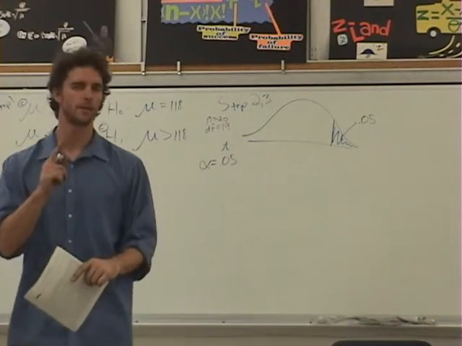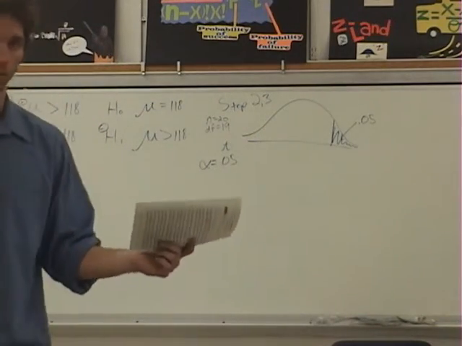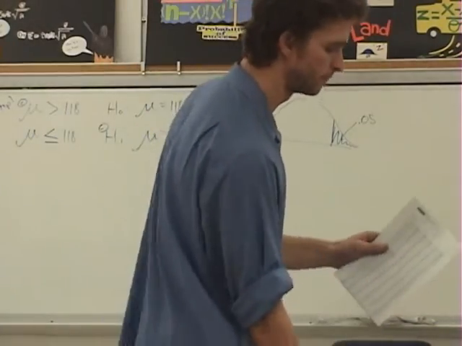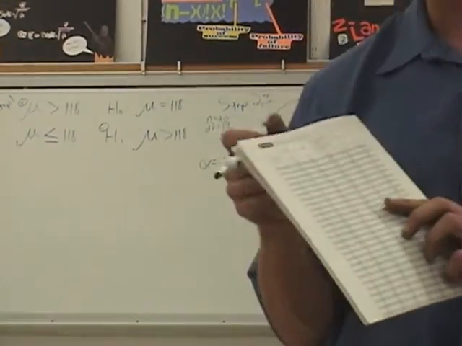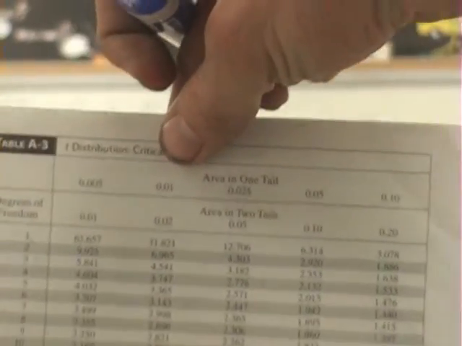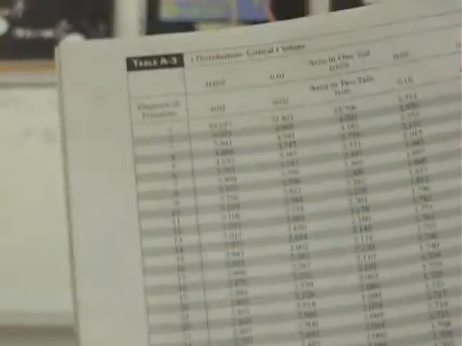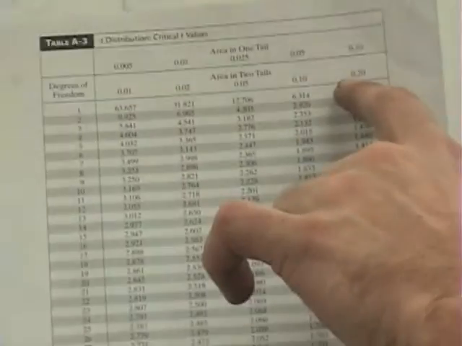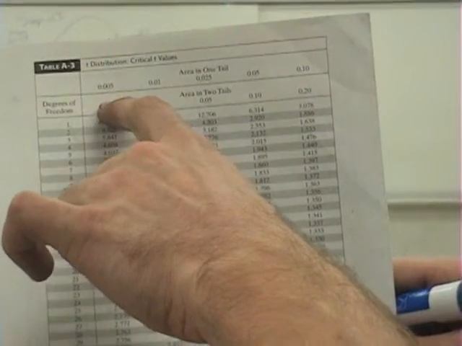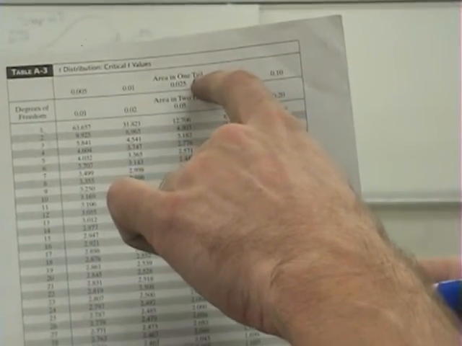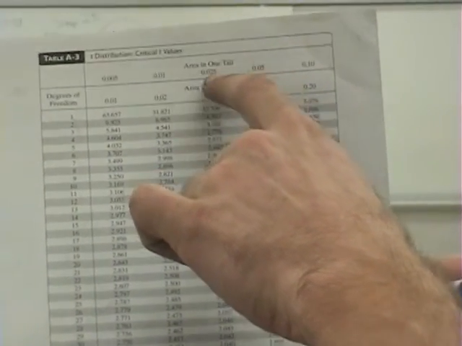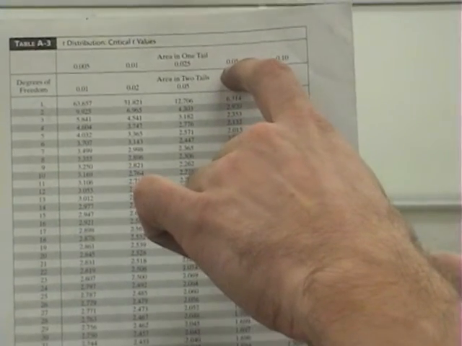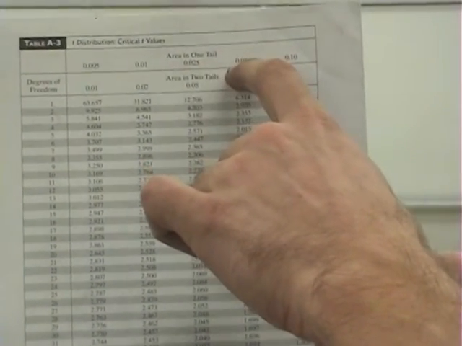Remember, in confidence intervals, we were always using two tails. So when we looked at this chart, we always used this one for two tails, right? But we're not in two tails. We're in hypothesis testing, so we're looking at area in one tail, and our area in one tail is 0.05.